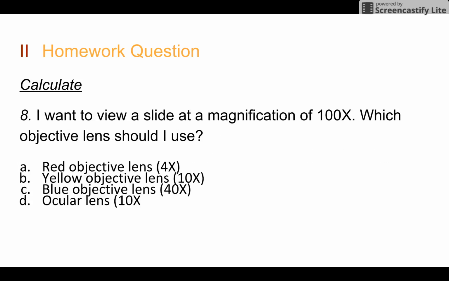Okay, and homework question number 8. I want to view a slide at a magnification of 100 times. Which objective lens should I use? A, the red objective lens at 4 times magnification. B, the yellow objective lens at 10 times the magnification. C, the blue objective lens at 40 times magnification. Or D, the ocular lens at 10 times magnification.